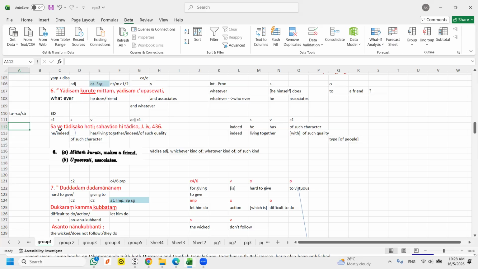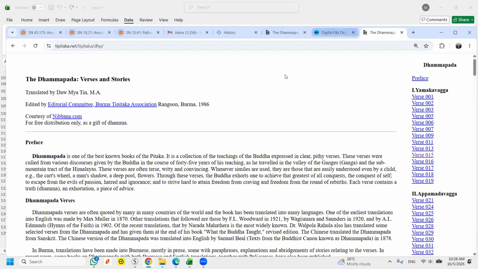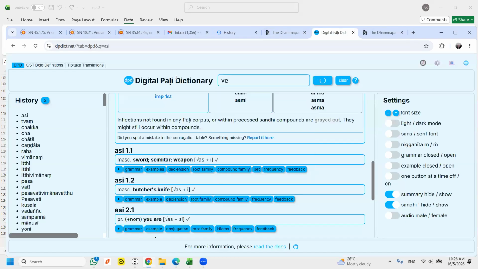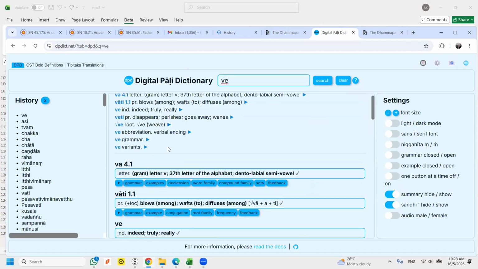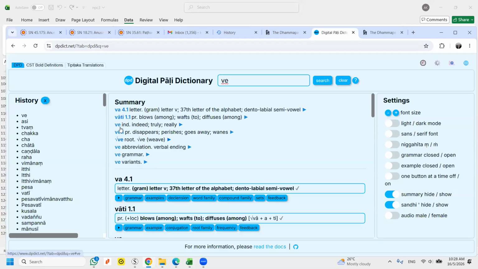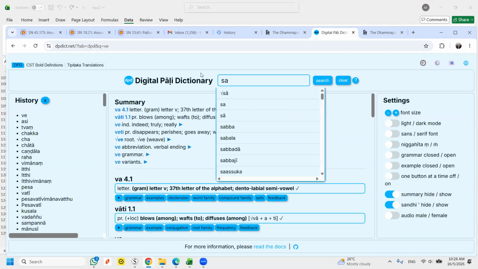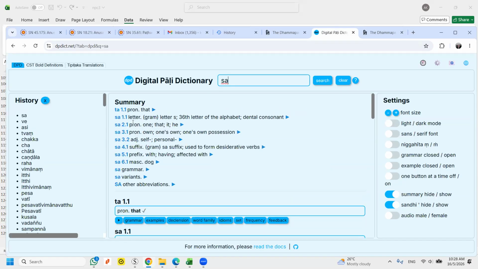Okay, so this is eva. A way, you can check, eva indeed has more than one meaning. So you can see eva here. This is eva: indeed, truly, and really. If you look at the word sa, can you see the word sa? And then you see here, the word sa. Right. Okay, now let's go back to here.